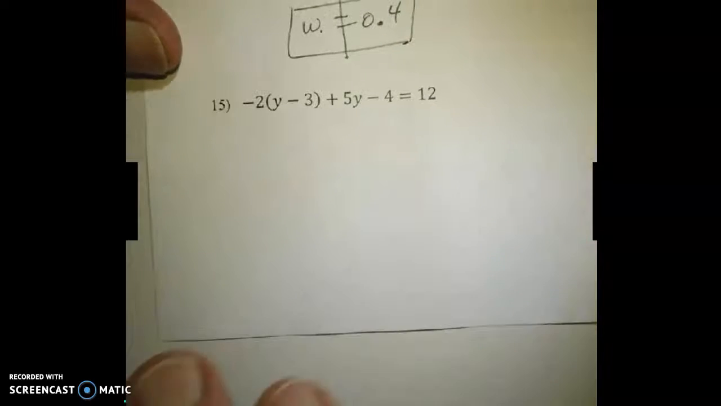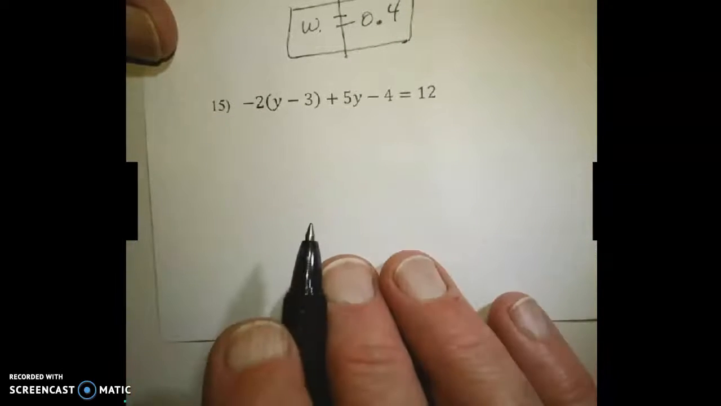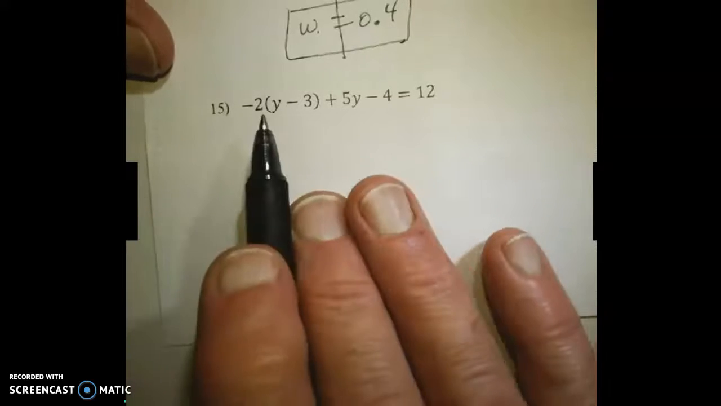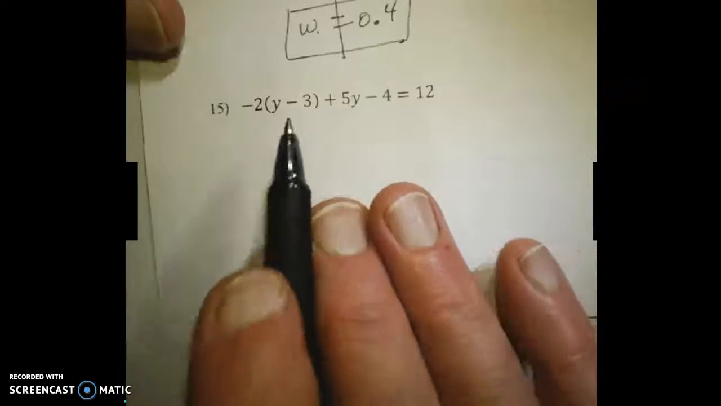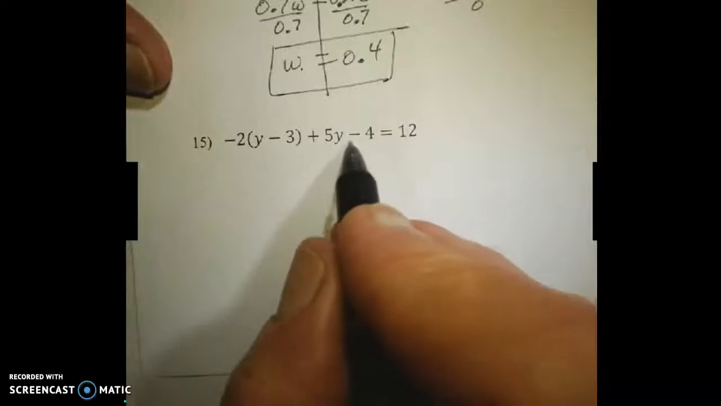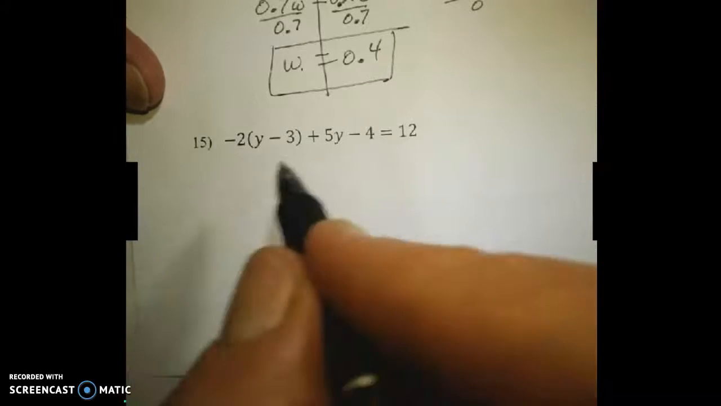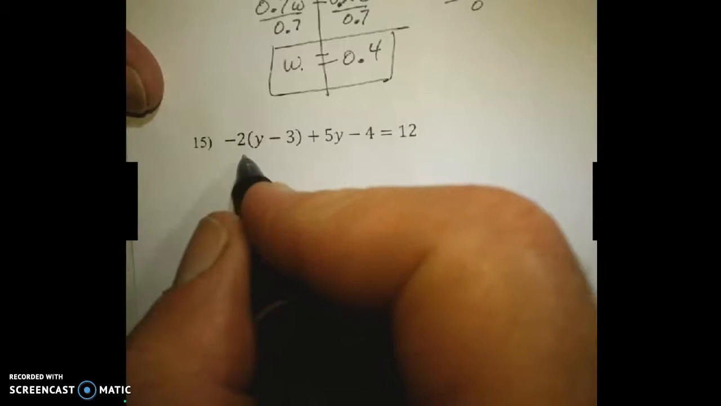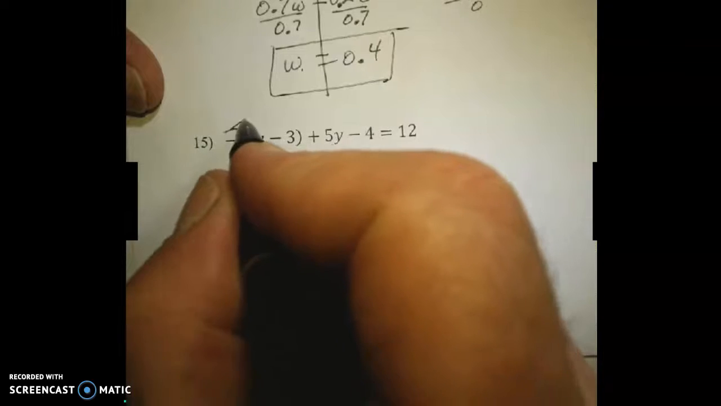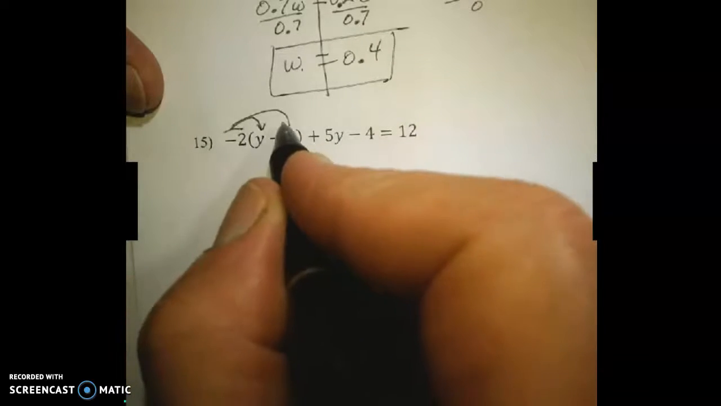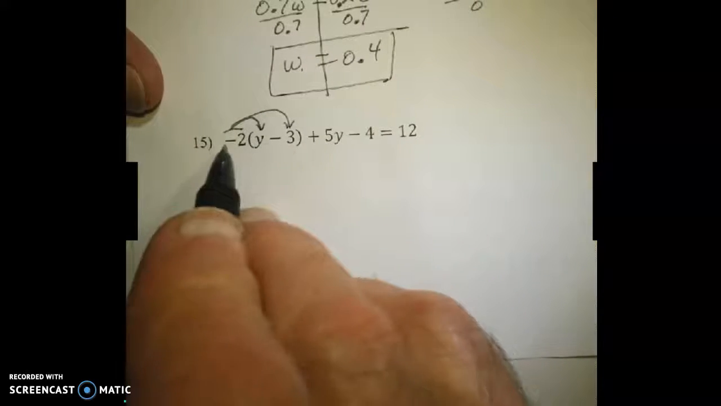Number 15, most complicated thing. We can't solve it right away. First, we need to simplify. You need to simplify this side of the equation, which is like you were doing in the first problems on this test. Take it as negative 2 times everything in here. Distributive property, negative 2 times everything in the parentheses.